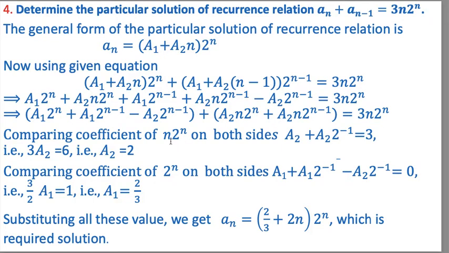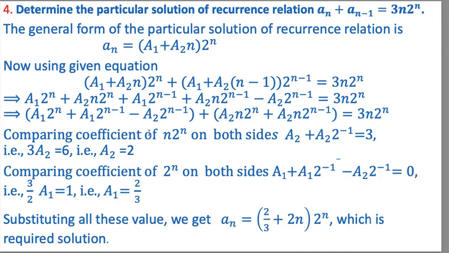If we compare the coefficient of n 2 raised to power n on both sides, here the coefficient of n 2 raised to power n is a2, here it is a2 2 raised to power minus 1. On the right the coefficient is 3. 2 inverse means 1 upon 2. So a2 plus 1 upon 2 a2 is 3 by 2 a2. 3 by 2 a2 equals 3, means 3 a2 equal to 6 by cross multiplication. So a2 is equal to 6 upon 3, means 2.